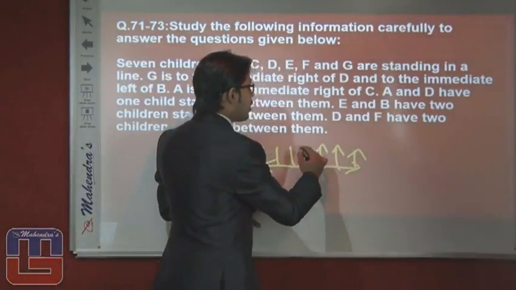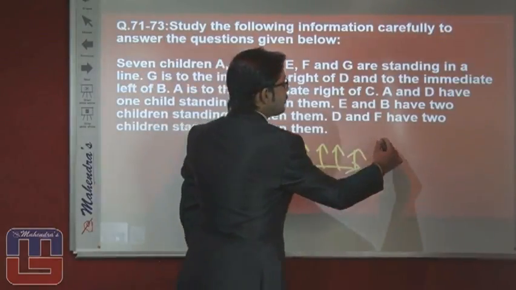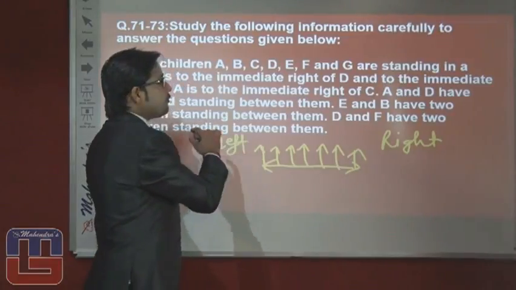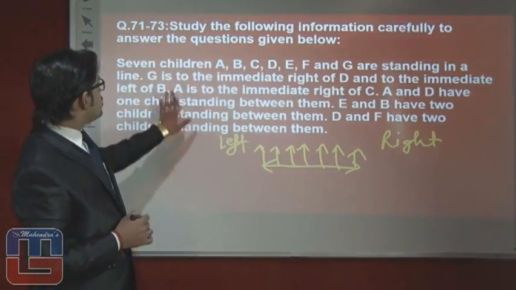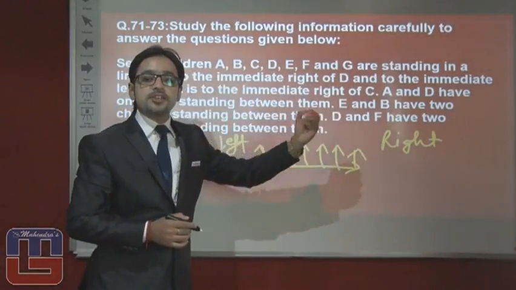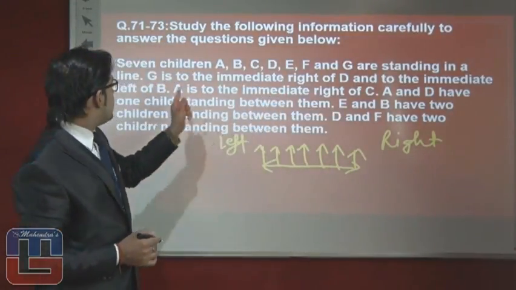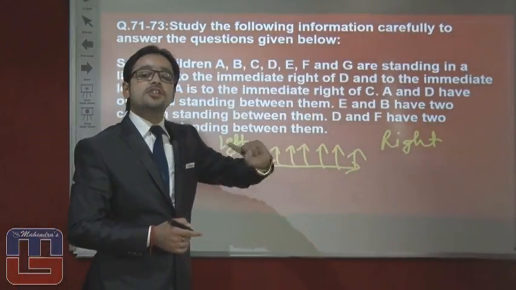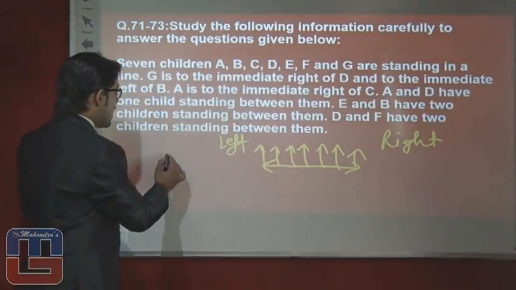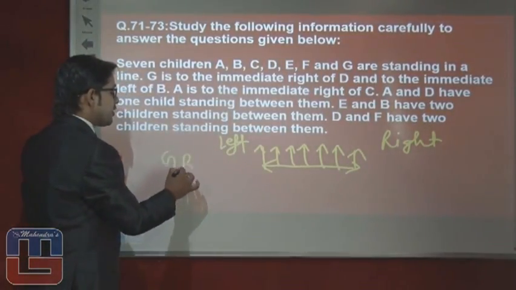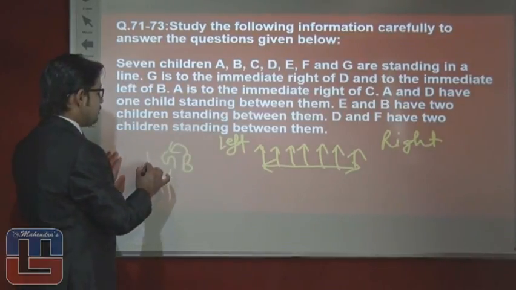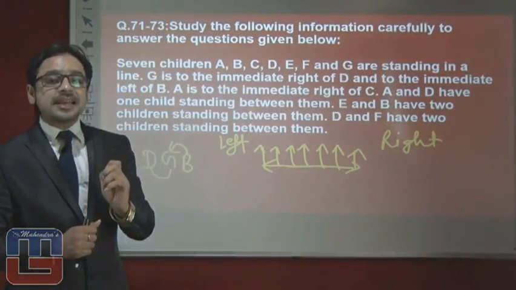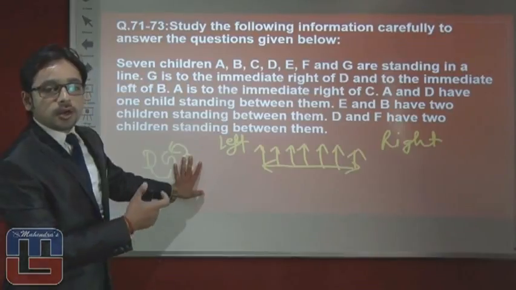As per the condition, if all of them are facing north, then right will be here and left will be here. The first statement is saying, as you can see here, G is immediate right of D. G is just right of D and to the immediate left of B. They are talking about G. G is just left of B and G is just right of D. But we cannot put it here. Why can we not put it here? Because the exact position of D, G, B we cannot correlate at this time.